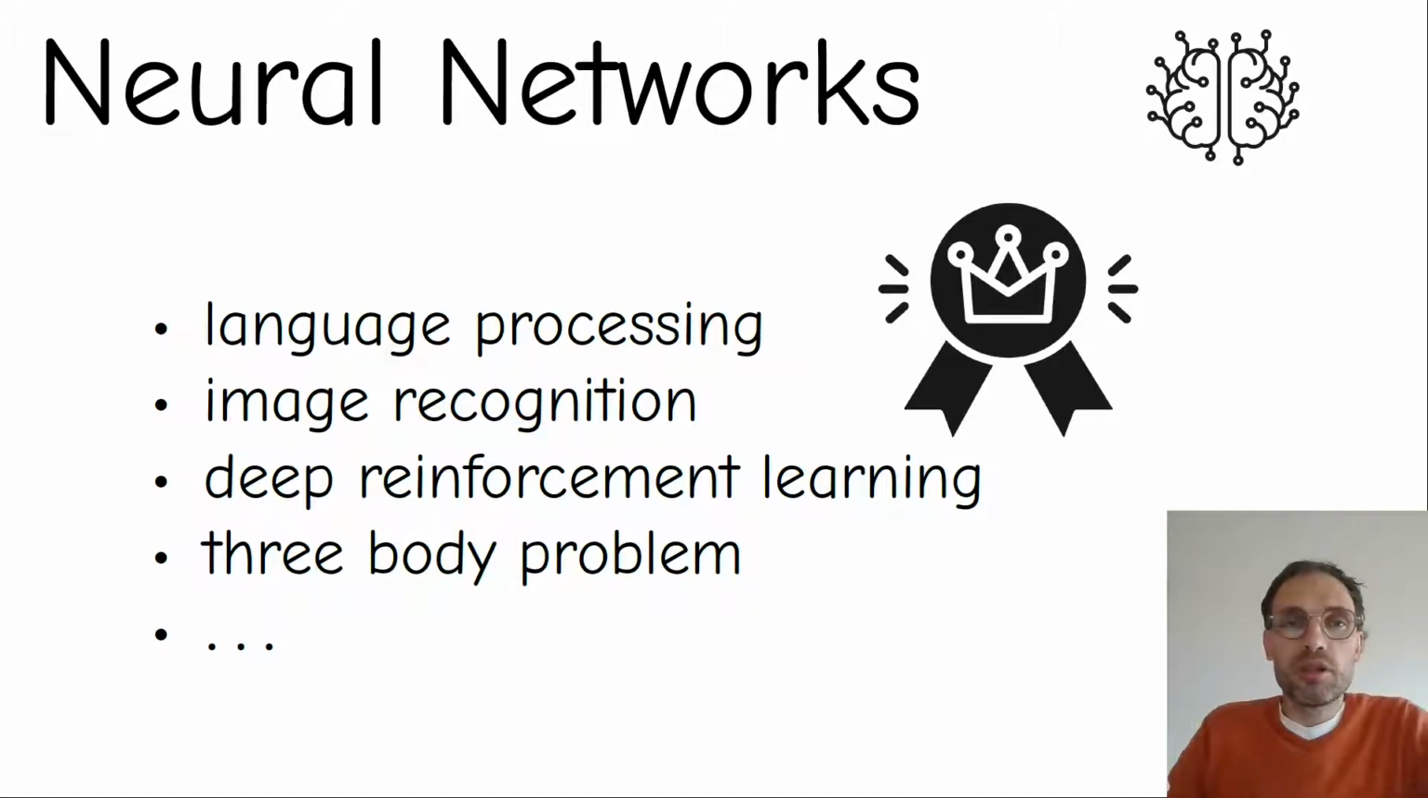Another notable remark is that for many classical tasks, neural networks perform best. This includes language processing and image recognition. I think these are two of the main applications of neural networks, but for instance also deep reinforcement learning. Recently I saw a paper on the three-body problem in physics, that's how the movement of three bodies will develop over time, which is difficult to compute.